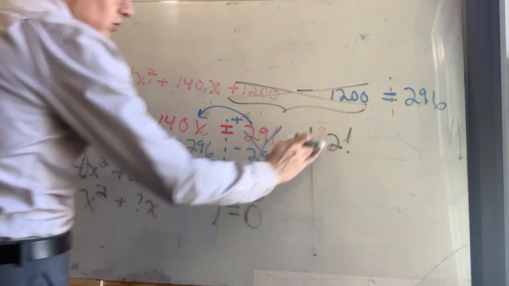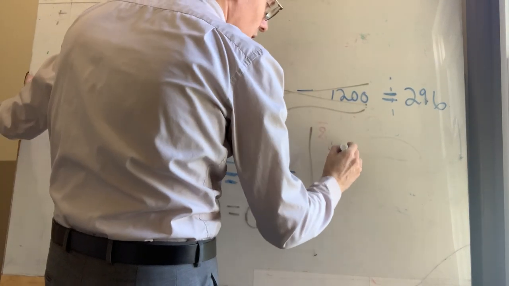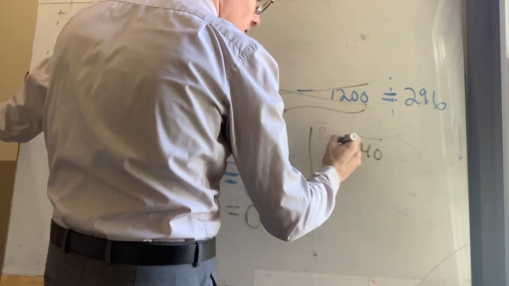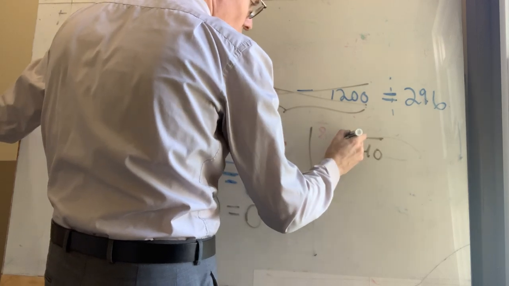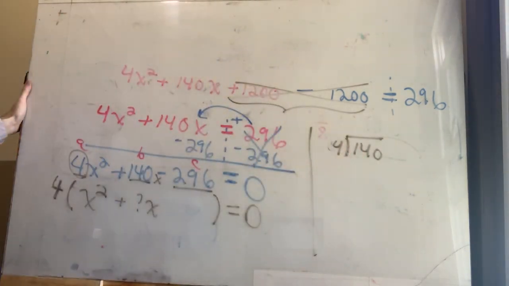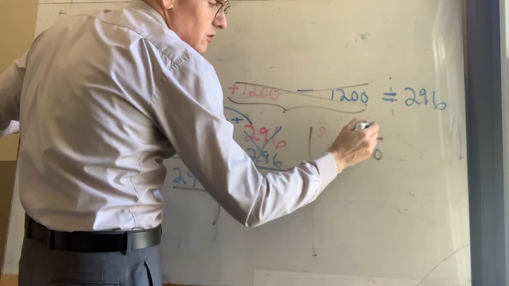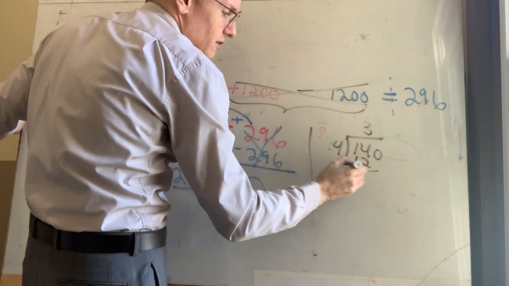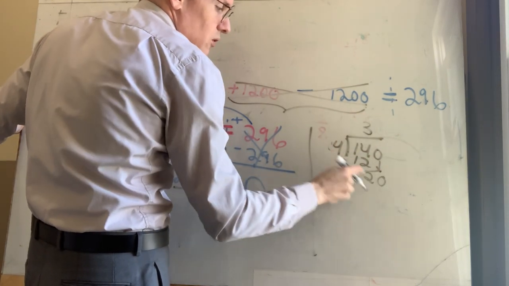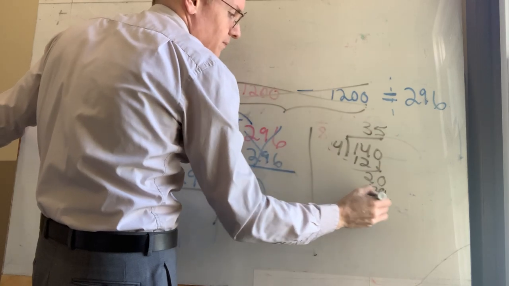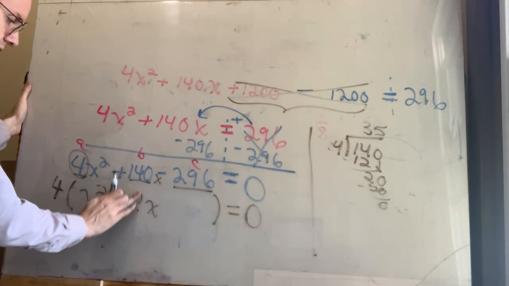So I'm gonna have to do the brute force division here to figure out what it is. Definitely invest in some new markers. All right, 4 goes into 14 roughly 3 times, which is 12, and the difference is 2. And 4 goes into 20 exactly 5 times. So it's a 35 apparently.